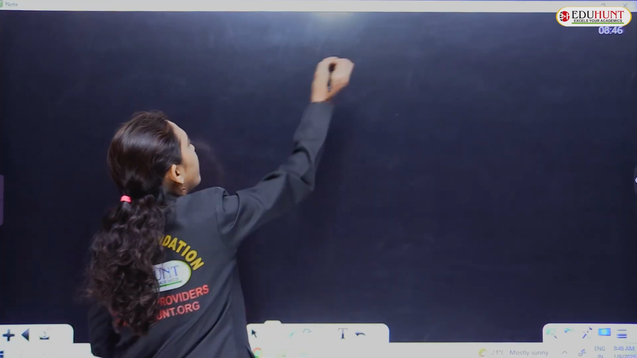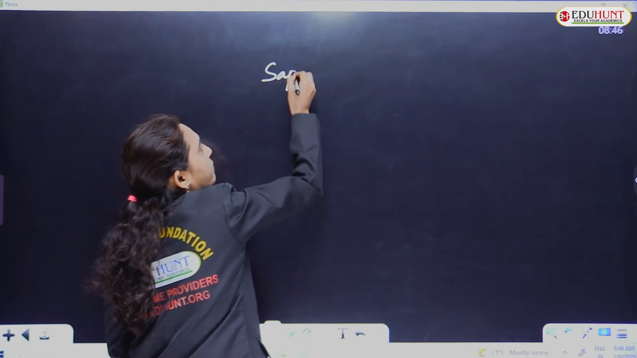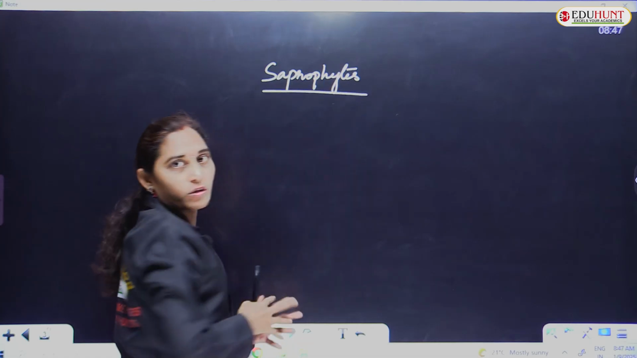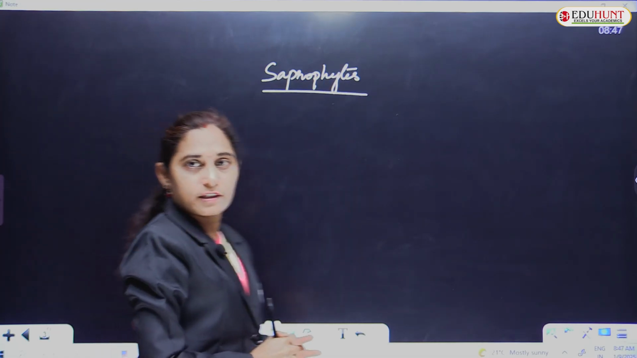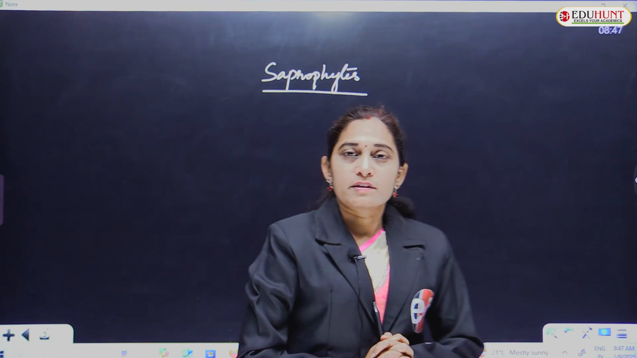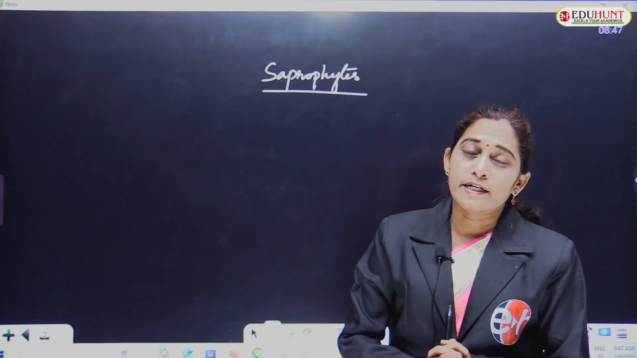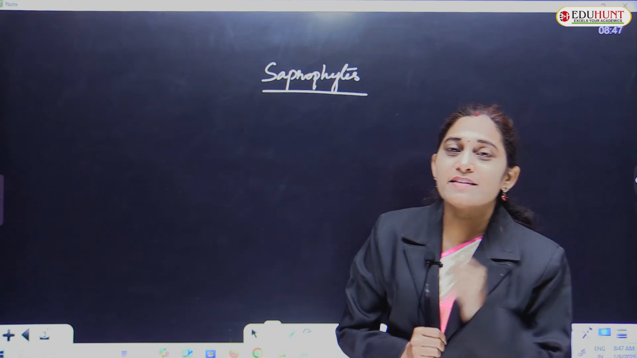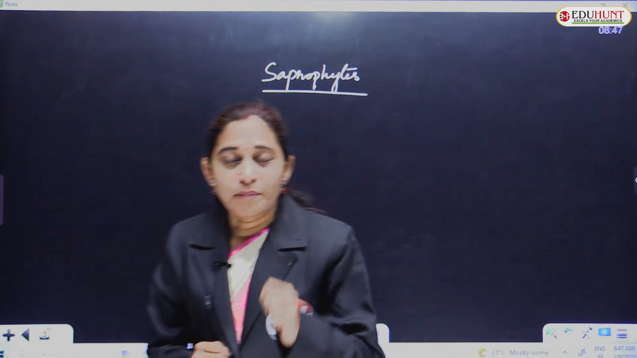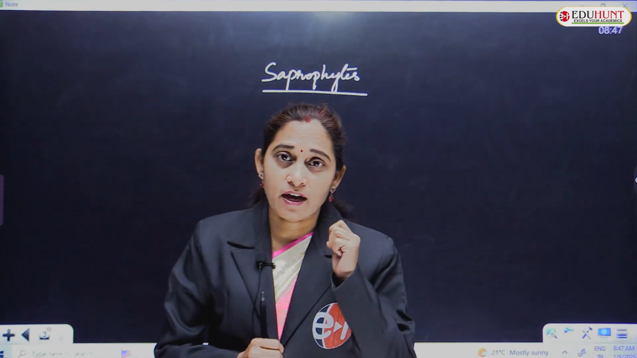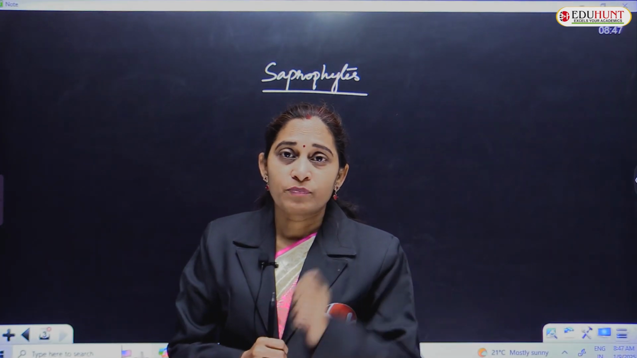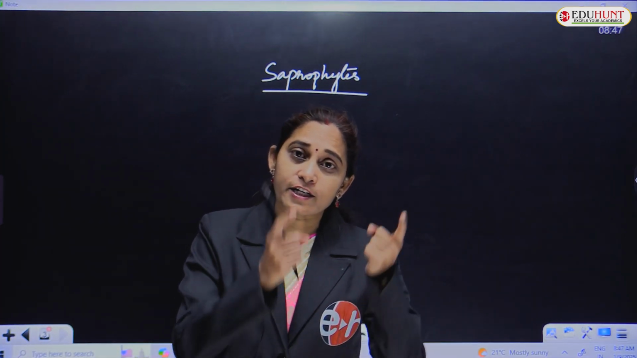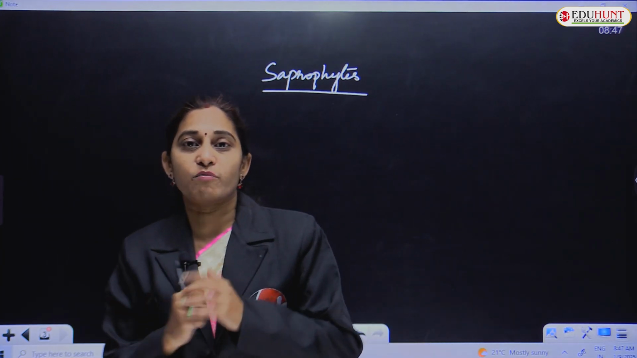Next is saprophyte. Let us look at saprophytes. Saprophytes are the organisms that feed on dead and decaying matter, dead bodies. They decay the dead bodies. By breaking down the organic compounds present in the dead bodies, they get their food. They convert the complex organic materials into simpler ones.